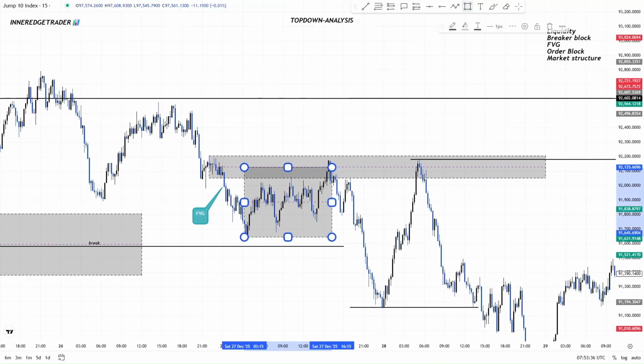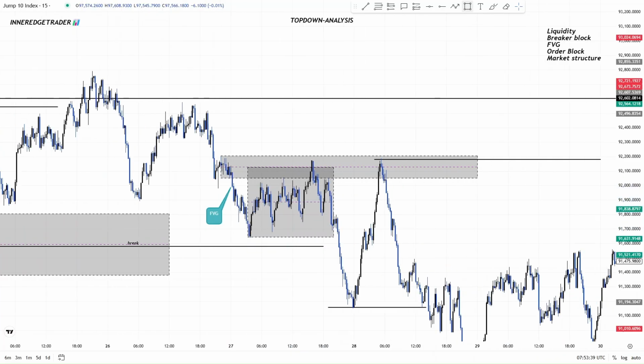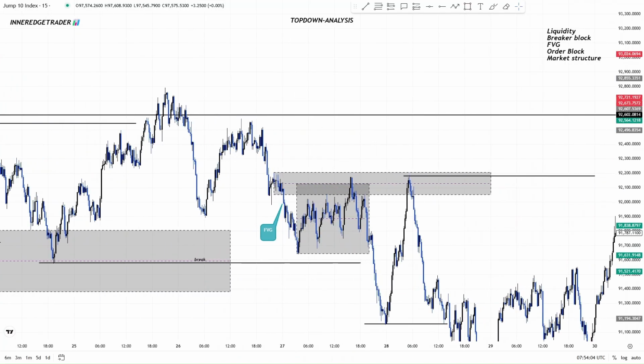This zone, just like I explained last time, market moves in three forms: accumulation, manipulation, and distribution. This is the accumulation zone. This is the manipulation zone. Sorry, this is the accumulation, manipulation, then distribution zone. So we know after the distribution, we should expect a downward retracement.